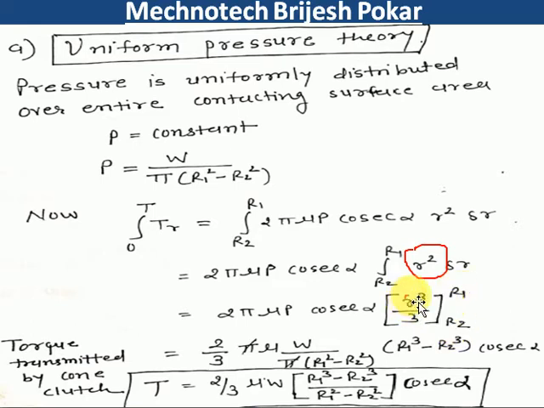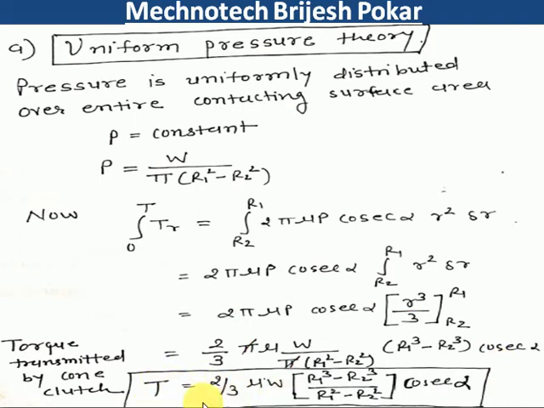Now instead of this R, put the values: R1 cube minus R2 cube, into cosec alpha. Another thing is the same over here, but P we know is equal to W upon pi (R1 square minus R2 square). So we have the final equation for the torque transmitted: 2 by 3, and pi will cancel, mu W (R1 cube minus R2 cube) upon (R1 square minus R2 square) into cosec alpha. So we have a final equation.